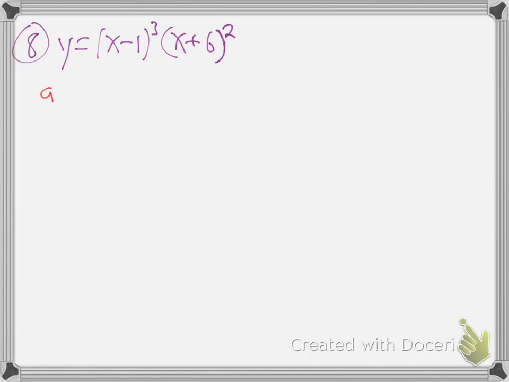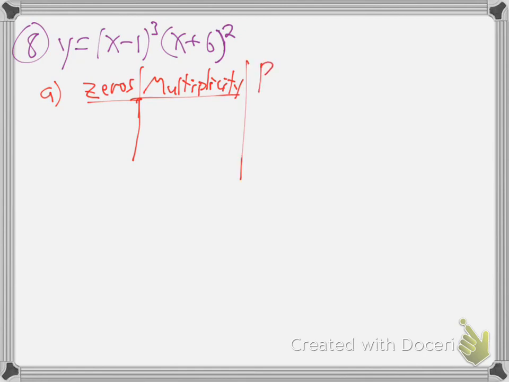Basically, they're going to say, make a table with the zeros and their multiplicity. So, once you've got the zeros and the multiplicity, find out if they pass through or bounce at each of those places. So we want to find the zeros, their multiplicity, and whether they pass through or bounce.